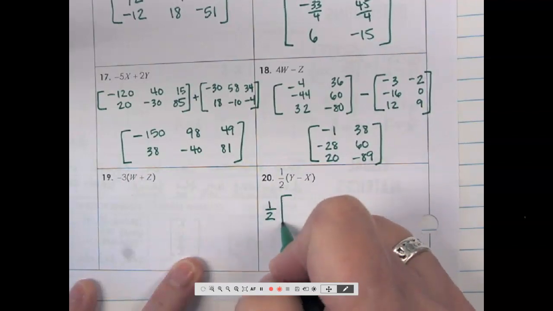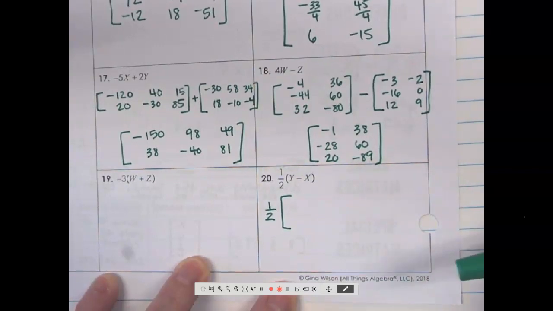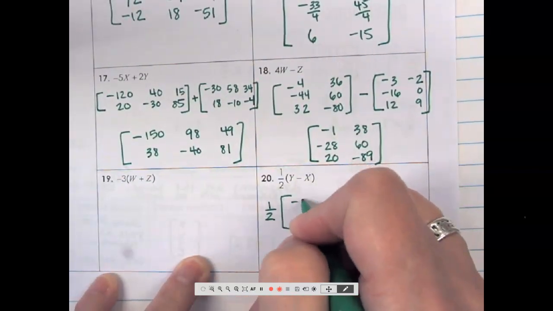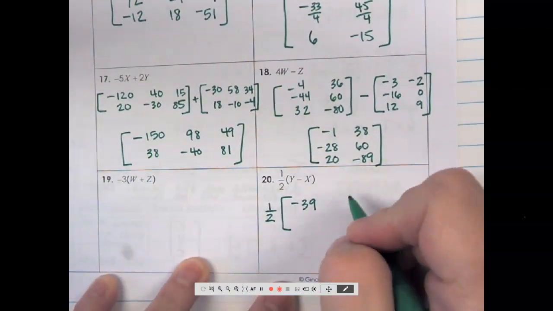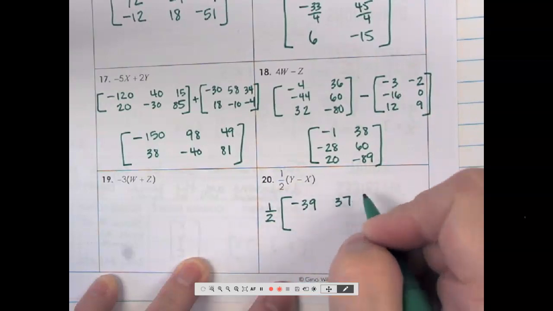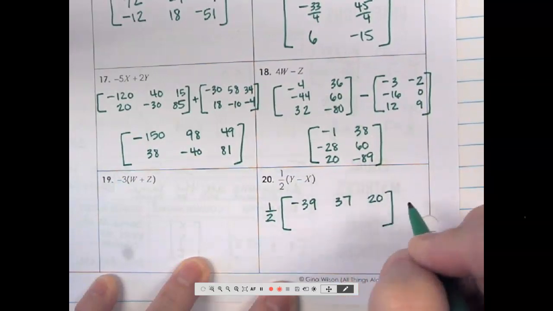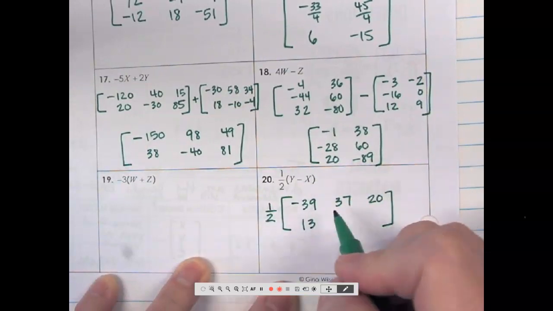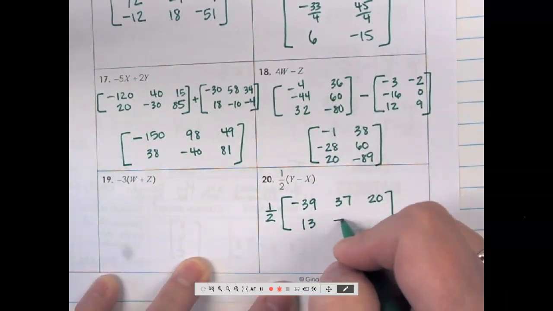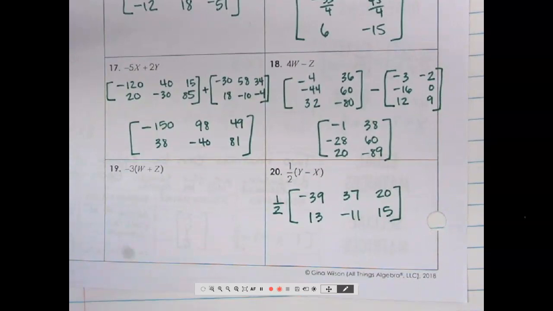Sorry. That's all right. Okay, y minus x. Negative 15 minus 24. 29 plus 8. 37. 17 plus 3. 9 plus 4. Negative 5 minus 1 is negative 11. And 15. Okay, so I subtracted them. Now I'll deal with the 1/2.